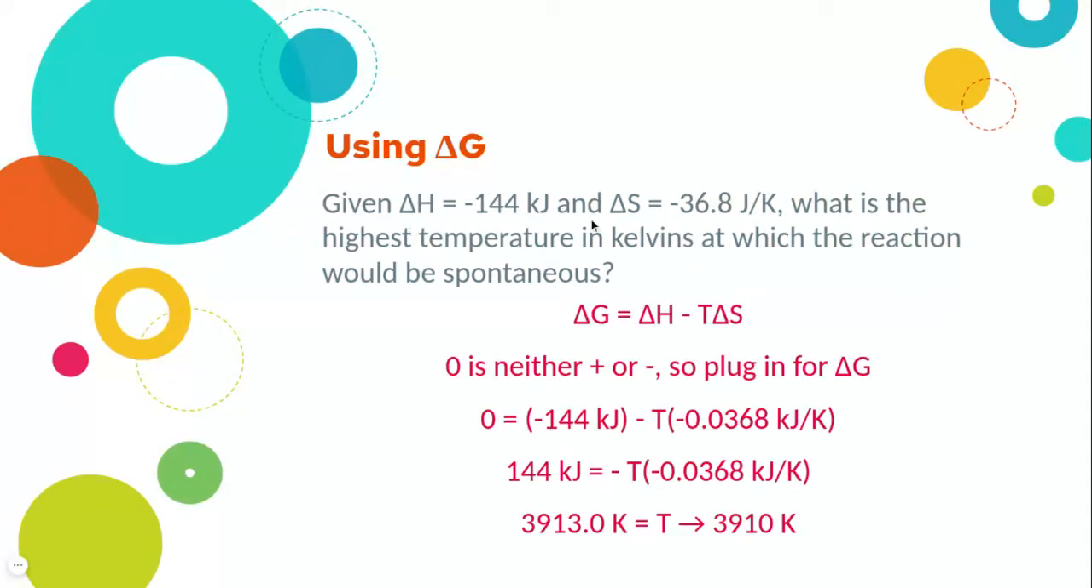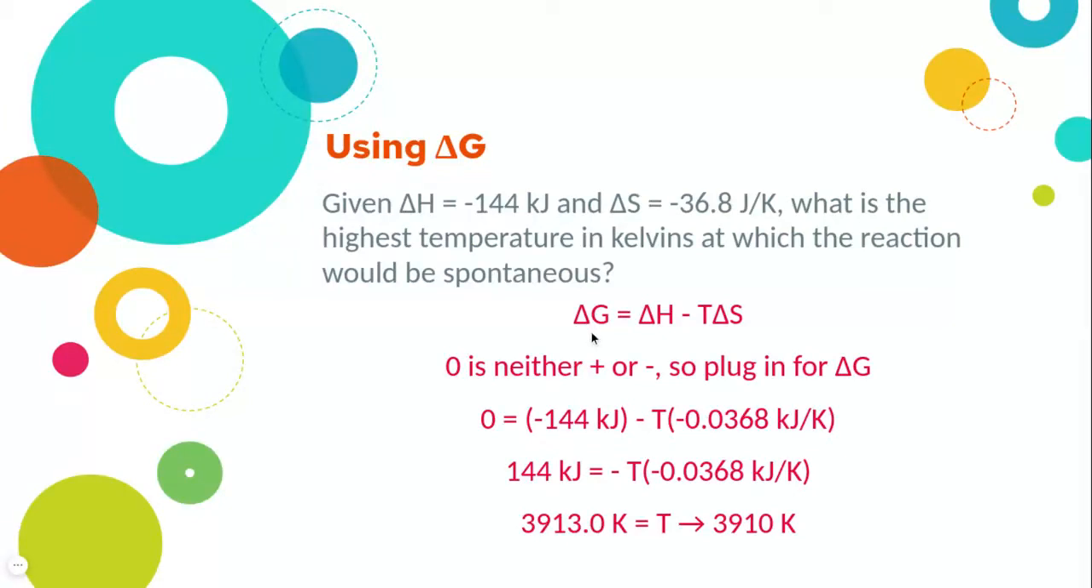Since we have delta H and delta S both given to us, we only have one equation that uses both of those, and that's our Gibbs free energy equation. Now, we know that a reaction is spontaneous if its delta G value in this equation is negative. So what we're trying to find is the highest temperature that we can plug into this equation that'll still give us a negative answer.